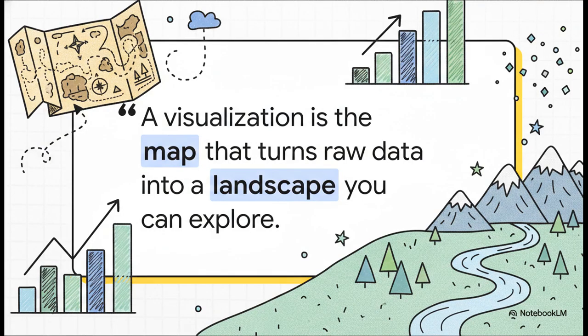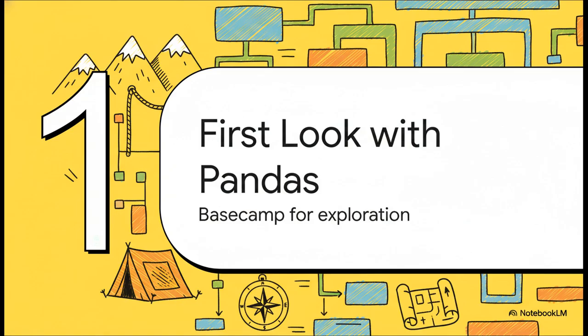And in the world of data, our map is a visualization. It's the thing that takes this chaotic landscape and turns it into something we can actually navigate, with mountains of insights and rivers of trends. So, let's start setting up our base camp for this whole exploration. Our first tool, and it's a big one, is a Python library called Pandas. It's absolutely perfect for creating that first initial map of our data.